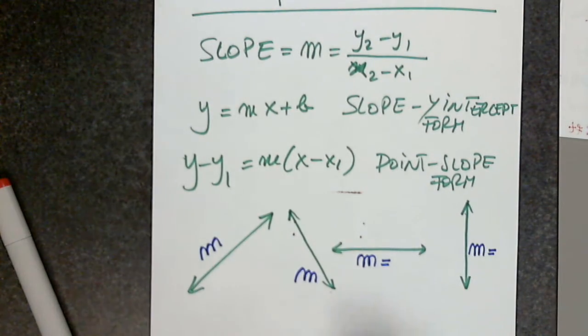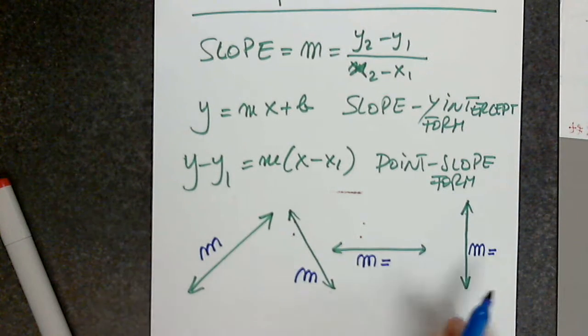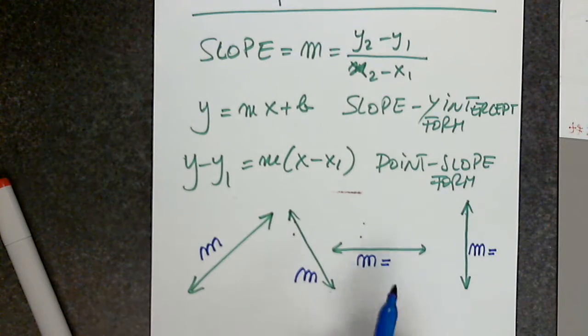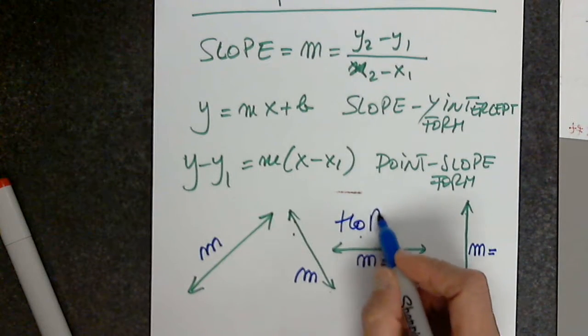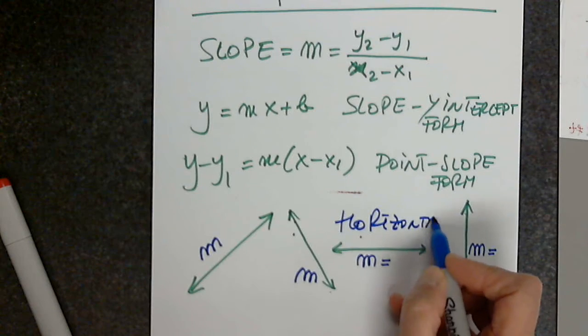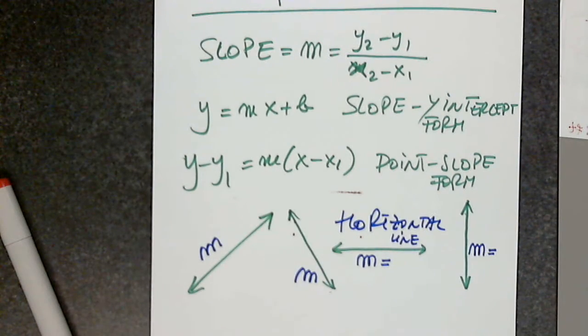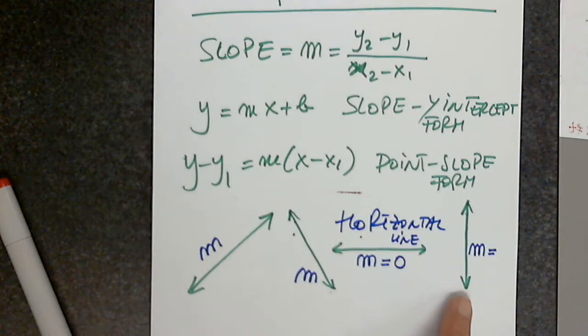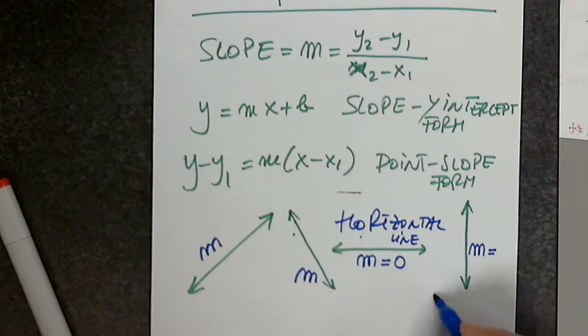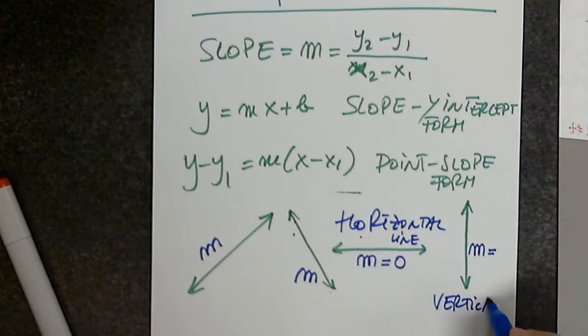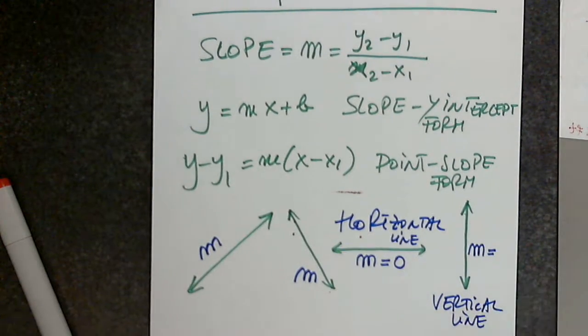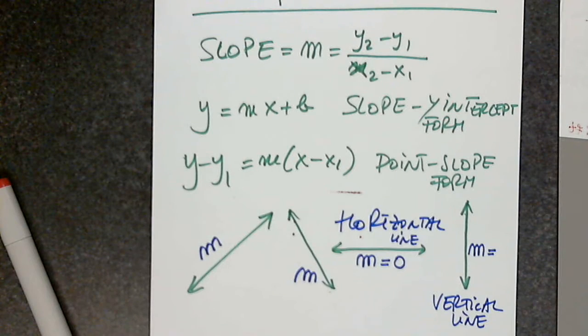So let's start here. What type of line is this? They're all linear. They're all lines. Very good. For a horizontal line, what is the slope? Perfect. What type of line is this one? Very good. What is the slope of a vertical line?